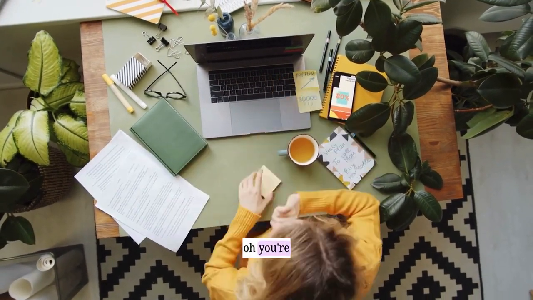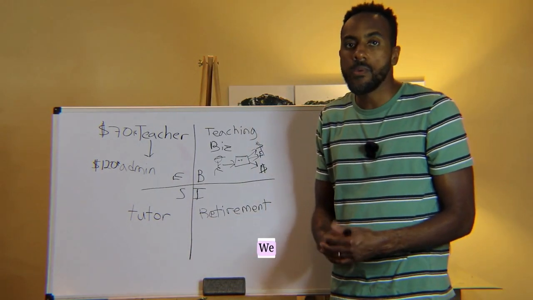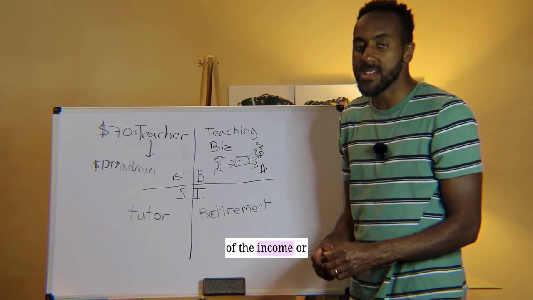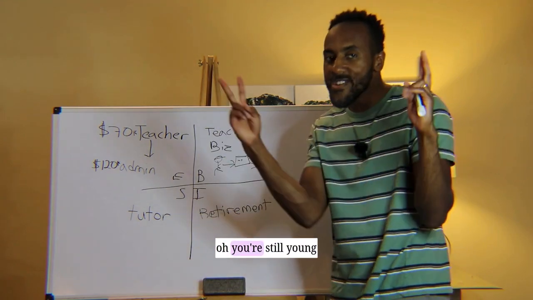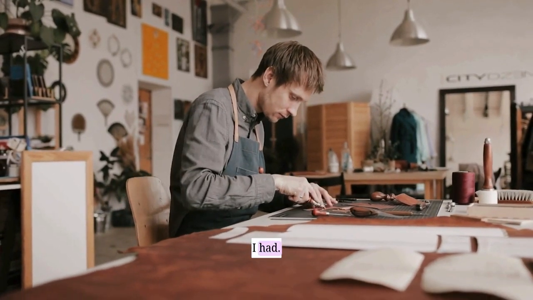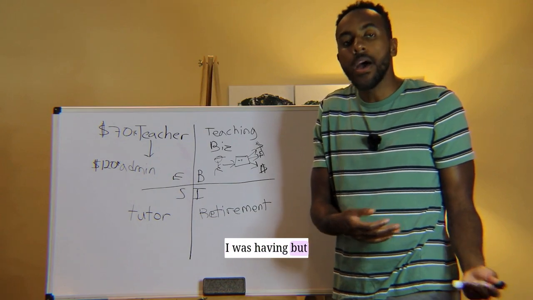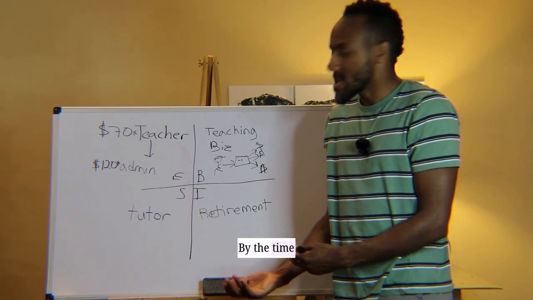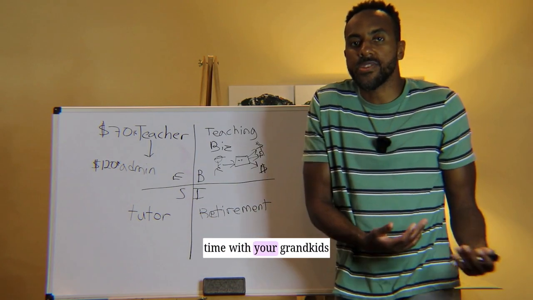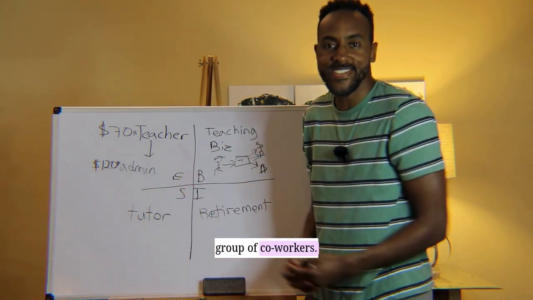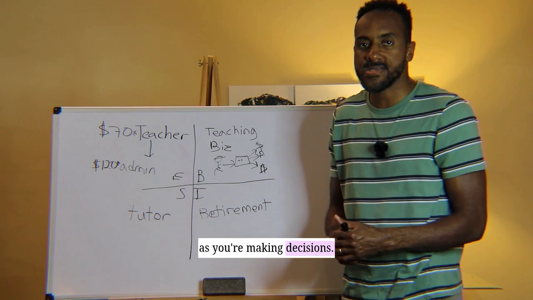We were taught that you're going to work basically until the day that you die. We were taught that when you do stop working, at that point you get to sit at home in your rocking chair and live off 80% of the income, or go back and get a second job because you're still young enough to do that. You can have 2 careers. Oh, I didn't like the first career I had. I love the students, I love the impact I was having, but I didn't like having to wake up at 7 a.m. the first time. Why would I like it the second time? By the time you get to retirement age, you're supposed to be spending time with your grandkids, not spending time with a whole second group of co-workers. Just think about those things as you're making decisions.